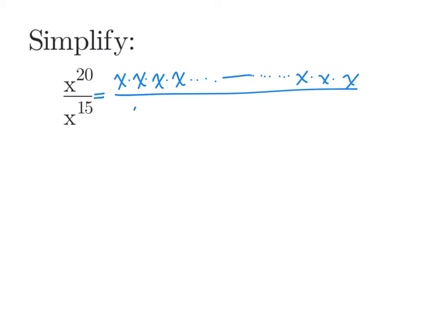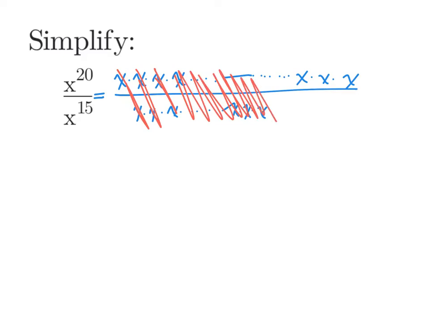And in the denominator, we're going to have a bunch of x's as well. Just not quite as many, because there will only be 15 of them. The process is still the same. Since we have factors that are the same in the numerator and the denominator, they're going to cancel. In fact, everything will cancel. And since there's more x's in the numerator than there are in the denominator, everything out of the denominator is going to cancel, and we'll be left with this many x's, however many that is.